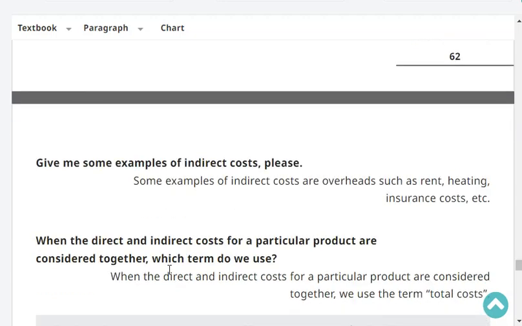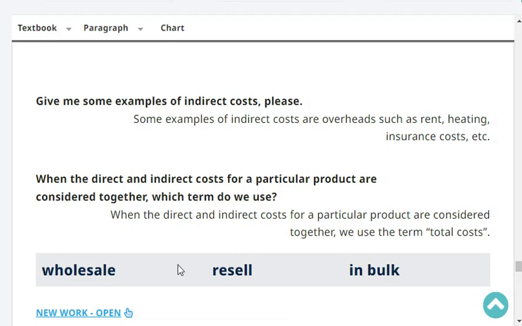Give me some examples of indirect cost, please. Some examples of indirect cost are overheads such as rent, heating, insurance cost, etc. Very good.